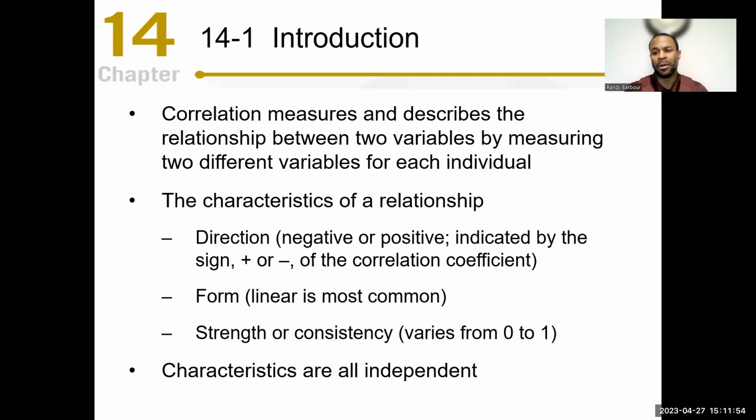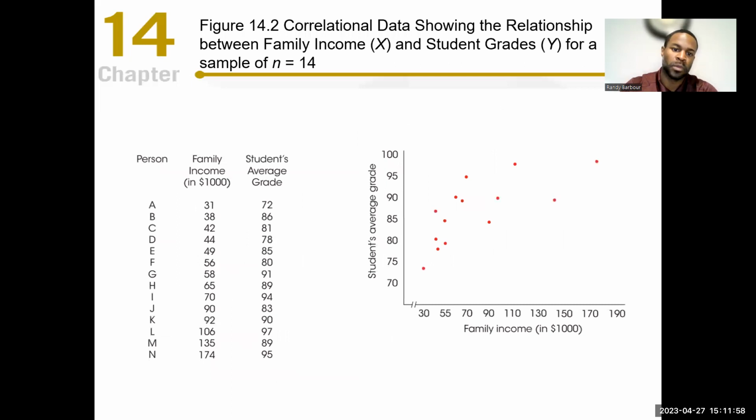And again, as we talked about, those are some of the assumptions that we have to meet when we refer to a correlation. Okay, so here's an example of a correlation. As you can see, you have one person, and they are measured on two separate variables: family income, and then students' average grade. Okay, so you see you have several individuals, and then you plot those points on a graph.